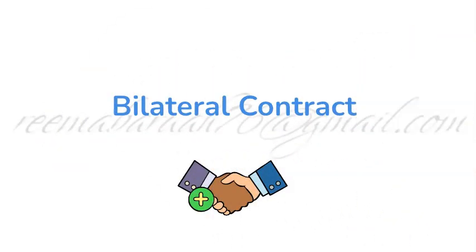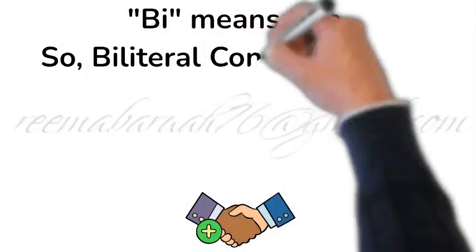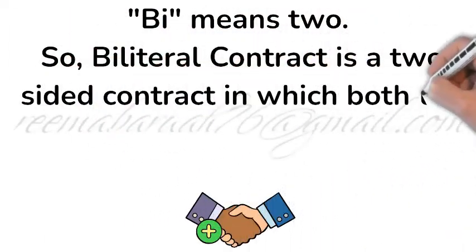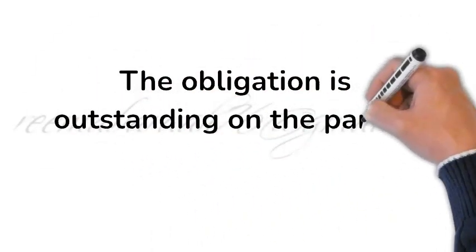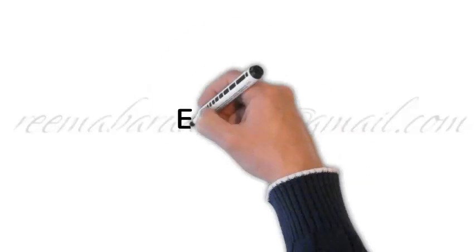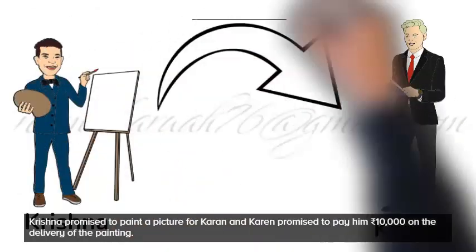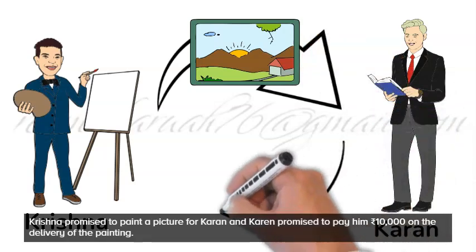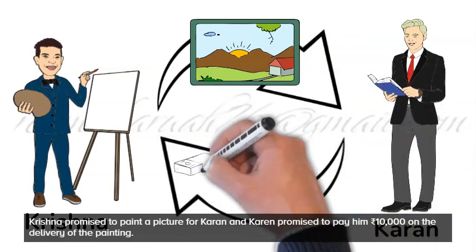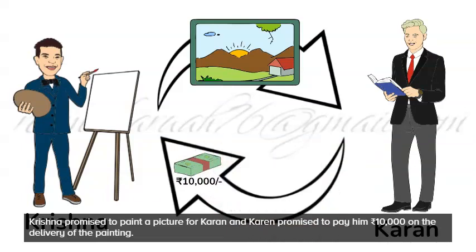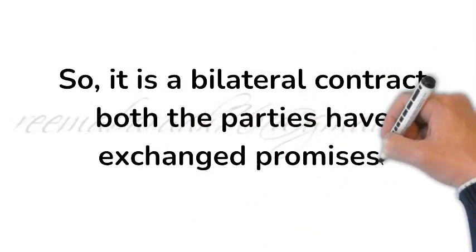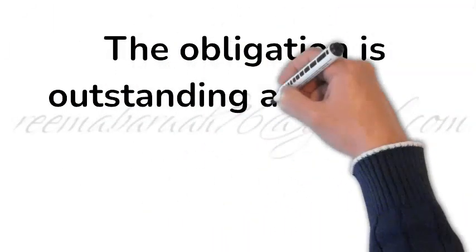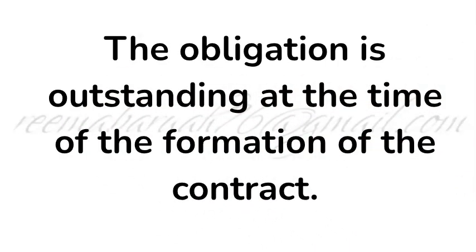Next, bilateral contract. Bi means two. So, bilateral contract is a two-sided contract in which both the parties have to perform their respective obligations. The obligation is outstanding on the part of both the parties. Example, Krishna promised to paint a picture for Karan, and Karan promised to pay him rupees 10,000 on the delivery of the painting. So, it is a bilateral contract. Both the parties have exchanged promises. The obligation is outstanding at the time of the formation of the contract.